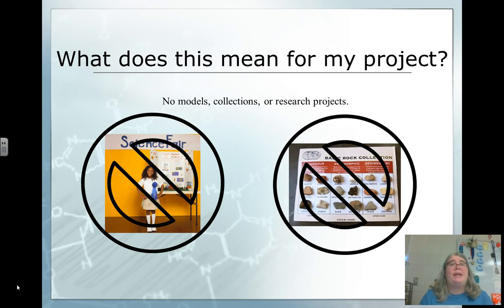And of course, you also can't just do a research project. So if it's just something that you would look up and get some information about and then share, that's also not a science fair project.